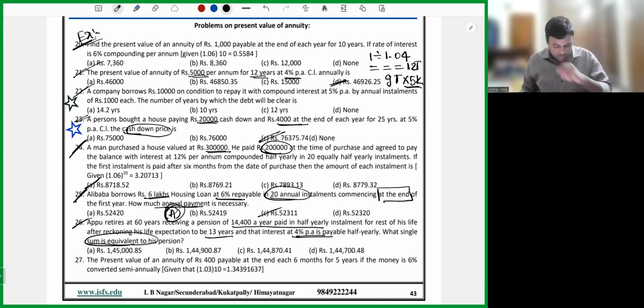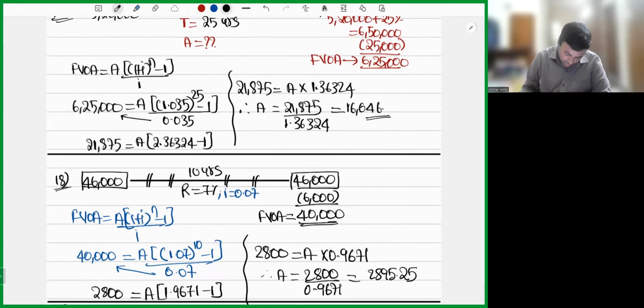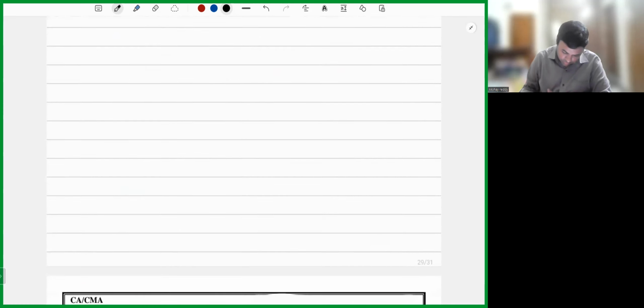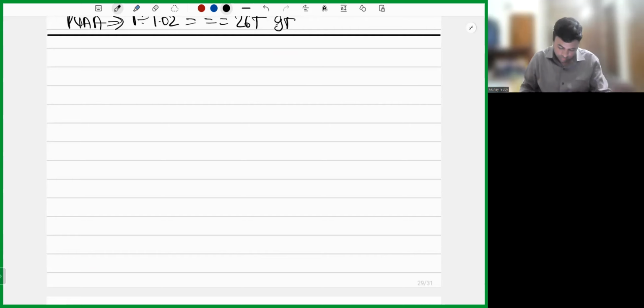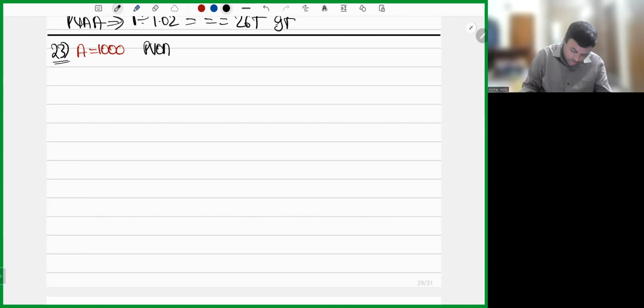Now, he is repaying every year 1,000. So A will be equal to 1,000. Rate of interest is 5%. So I will be equal to 0.05. So let's start, my dear friends. Question number 23. A is equal to 1,000. Nothing is said in the question. So present value of ordinary annuity is equal to 10,000.